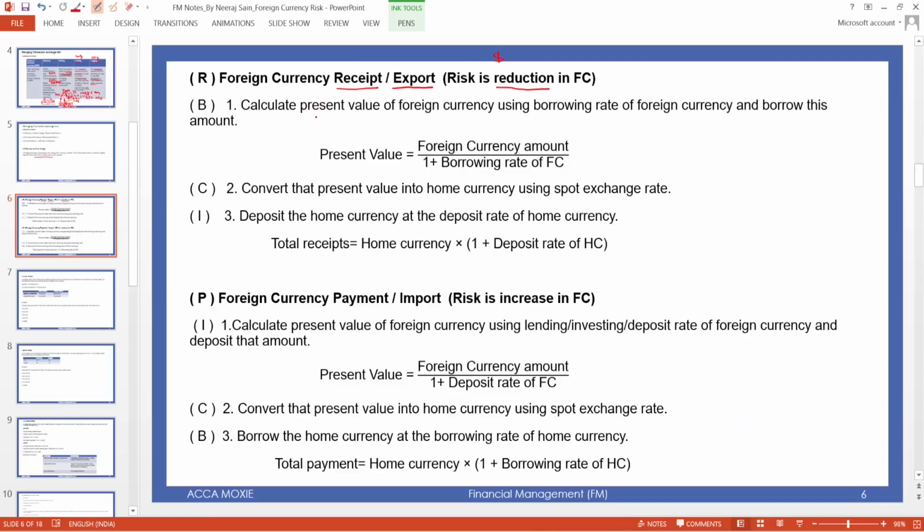So borrow. You borrow at the borrowing rate and convert this into present value. Borrow at the borrowing rate but convert at present value. This is the dollar, and this one is the borrowing rate of the foreign currency. This is the dollar value, but you have to then convert that.